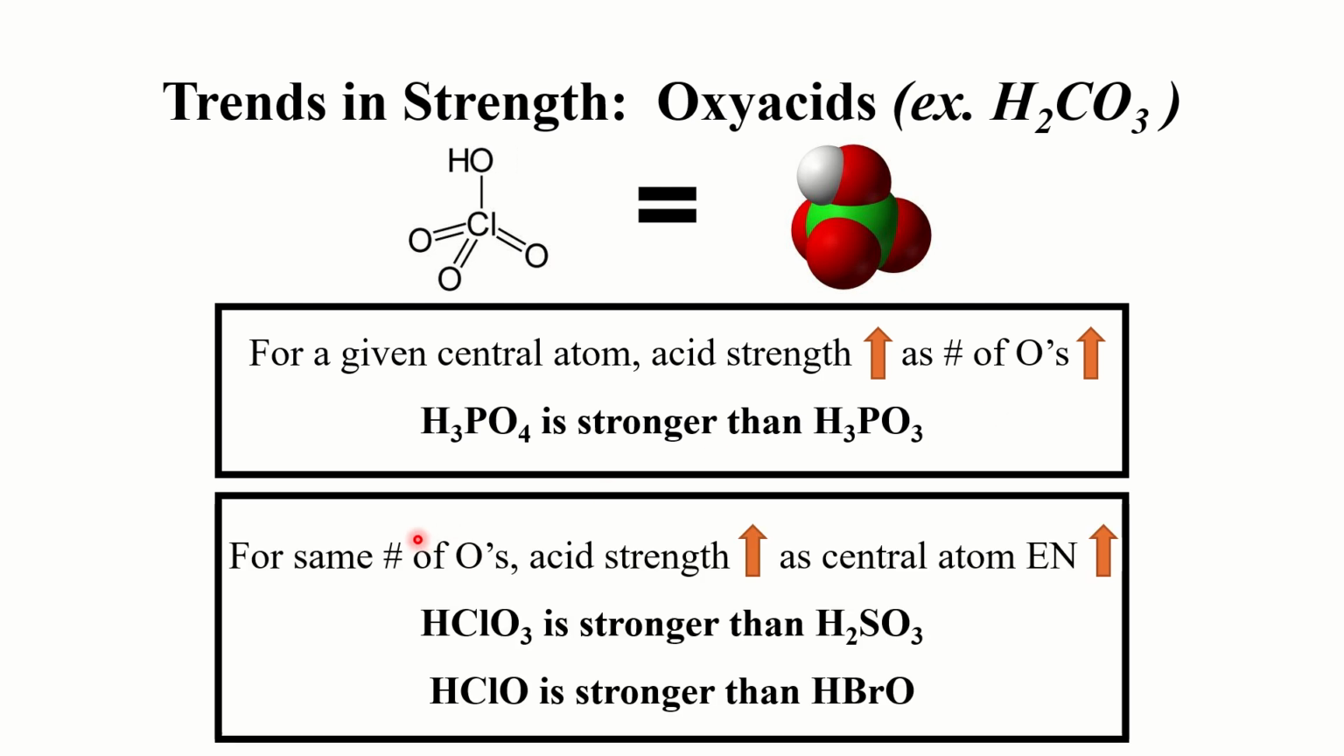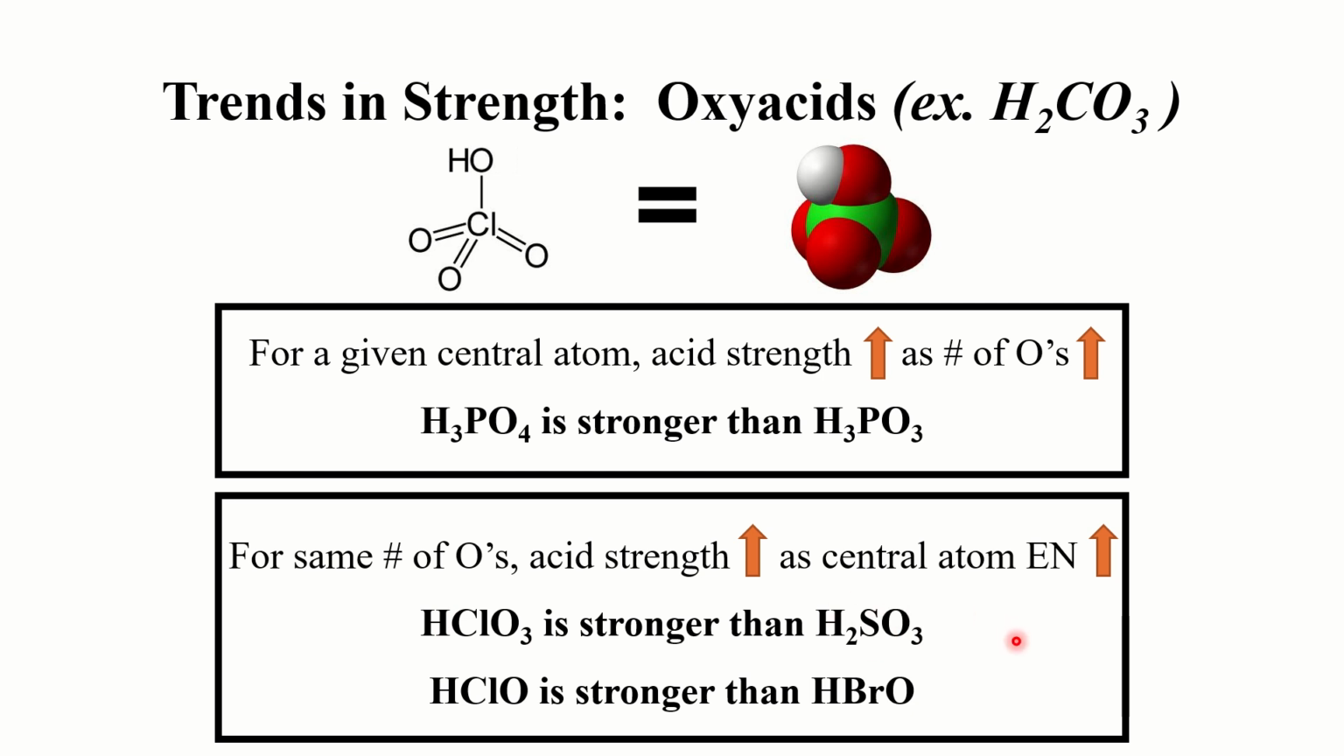If you are comparing two oxyacids that have the same number of oxygens but different central atoms, the acid strength increases as the central atom electronegativity increases. So if I were to compare HClO3 versus H2SO3, notice that we have different central atoms, but the same number of oxygens. Chlorine is a little more electronegative than sulfur is, and thus HClO3 is the stronger acid than H2SO3.